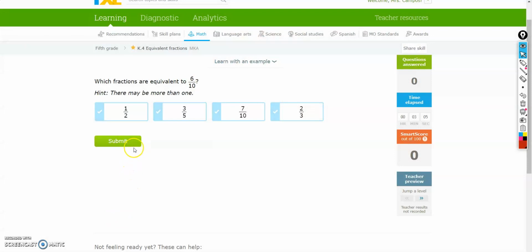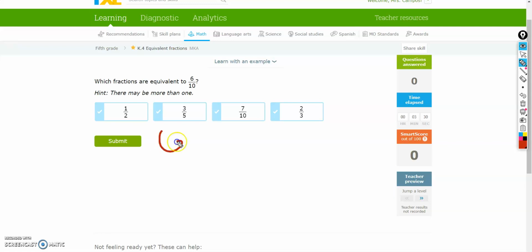So what I need you to do is look at 5th grade K.4 Equivalent Fractions. Here on the screen we have which fractions are equivalent to 6/10. Hint, there may be more than one, so we are going to have options of different fractions it could be. That means we're going to have to check each and every option.